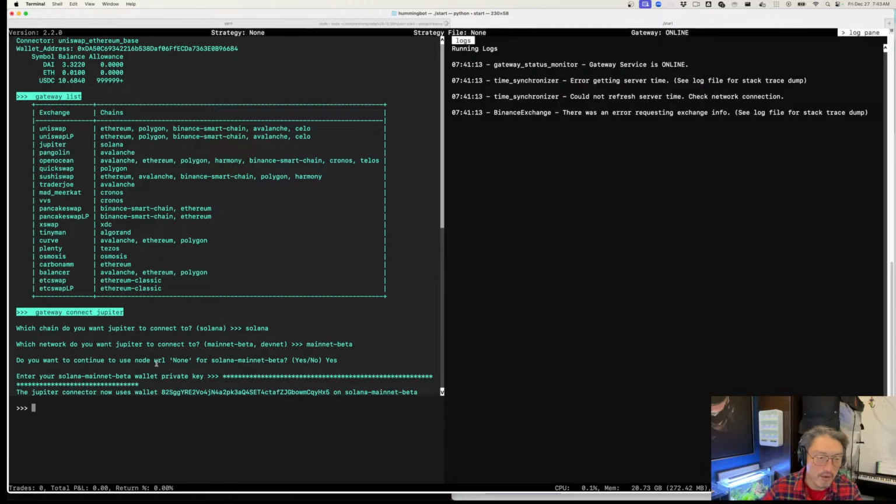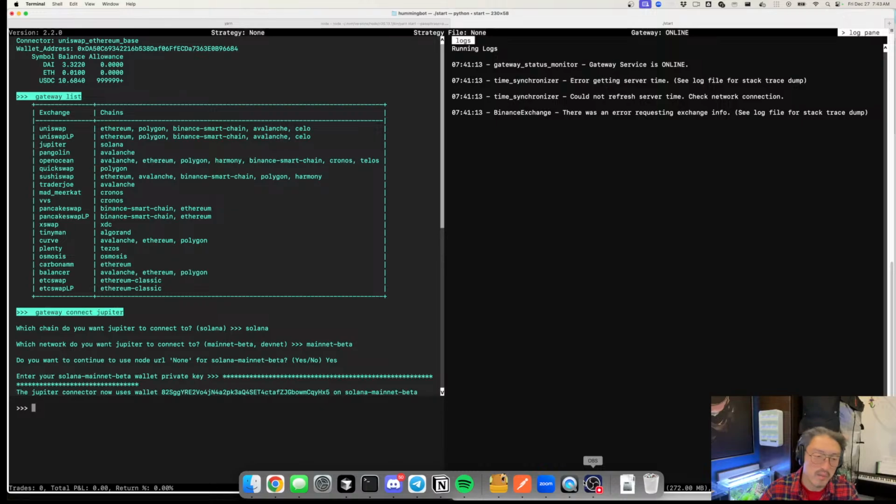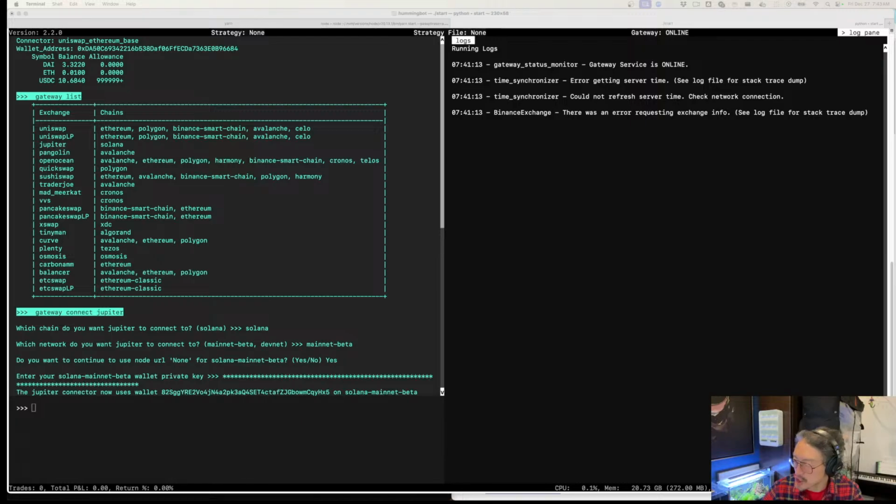So even though this node URL none is here, what's actually happening behind the scenes is that there's a node URL list. However, we should go and change our node URLs, because the node is a really important part of the DEX trading experience. For me, I have a QuickNode account, a $30-40 a month plan to access private nodes. So I'm going to use my QuickNode URL instead of the public Solana node, which should make trading on Solana a much better experience.